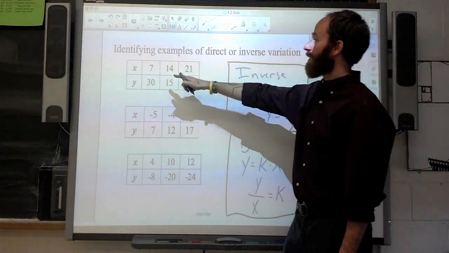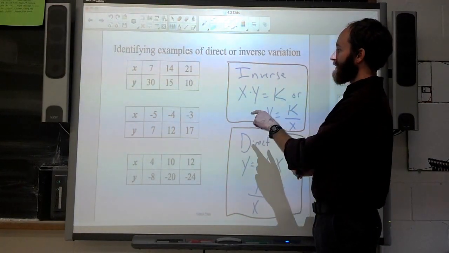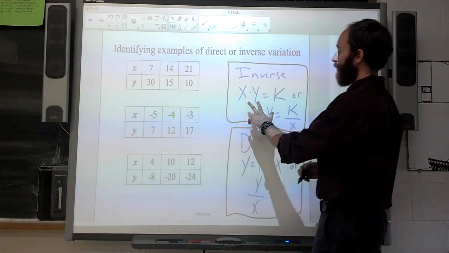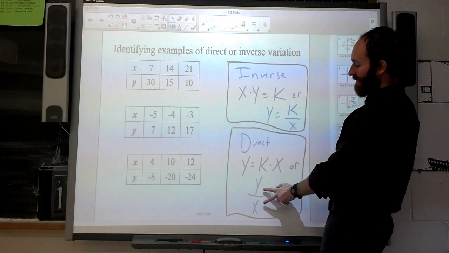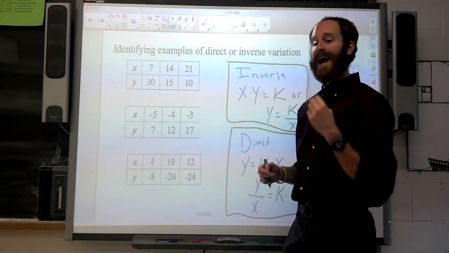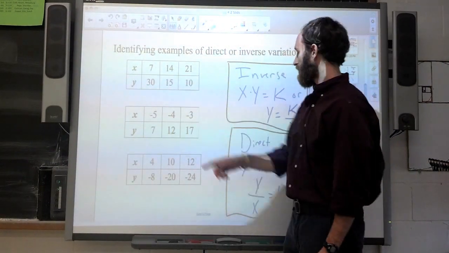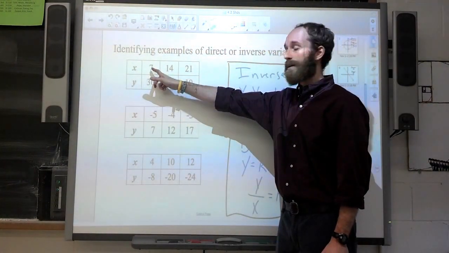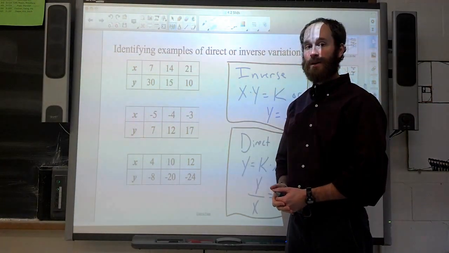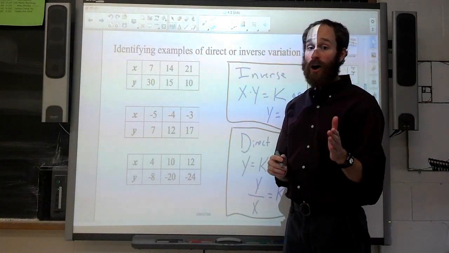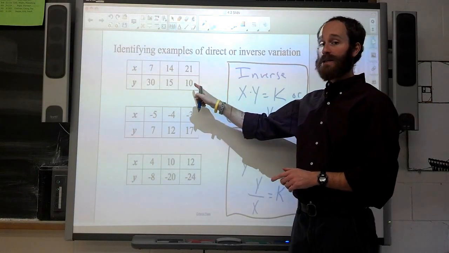Okay, so you want to see which one this is, if this is going to be direct or inverse. So we're going to look at it, and we're going to see we have our x's and our y's in here. So of course, this is what we're going to look at, x times y. We'll look at this, y over x. Whatever one gives us the constant variation, that's what it's going to be. So 7, we're going to have it as y over x. So 30 divided by 7, 15 over 14, or 10 over 21. Do any of those equal each other? In fact, they all have to be the exact same thing, and that is not true.